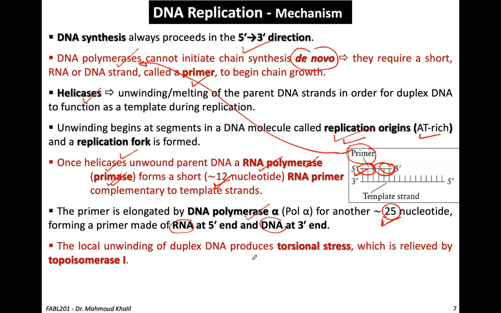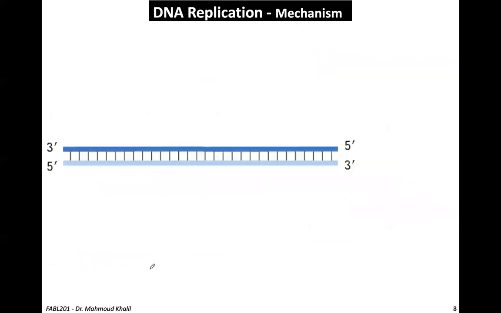Okay. And as we said in the last lecture, the process of replication may lead to a torsion stress due to supercoiling. This we have said in the last lecture. And this torsion stress can be relieved by topoisomerase 1, or generally the topoisomerases, okay?